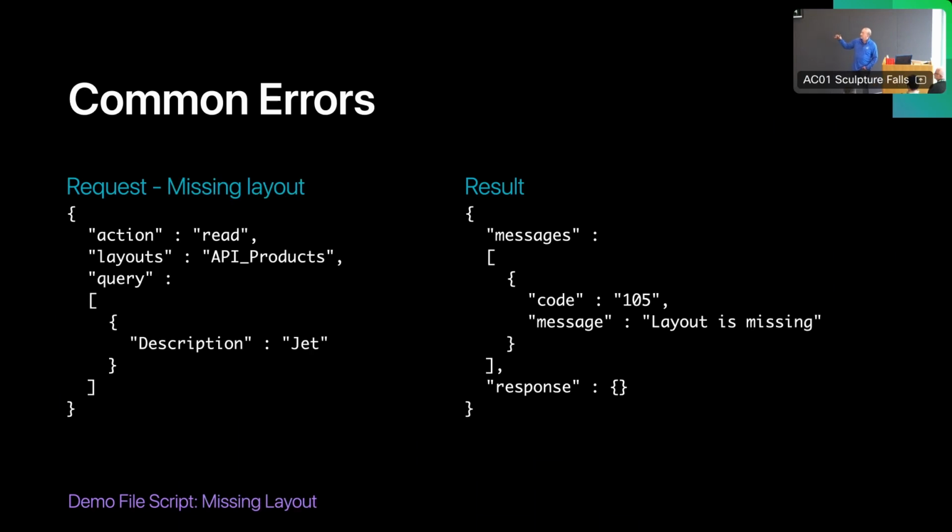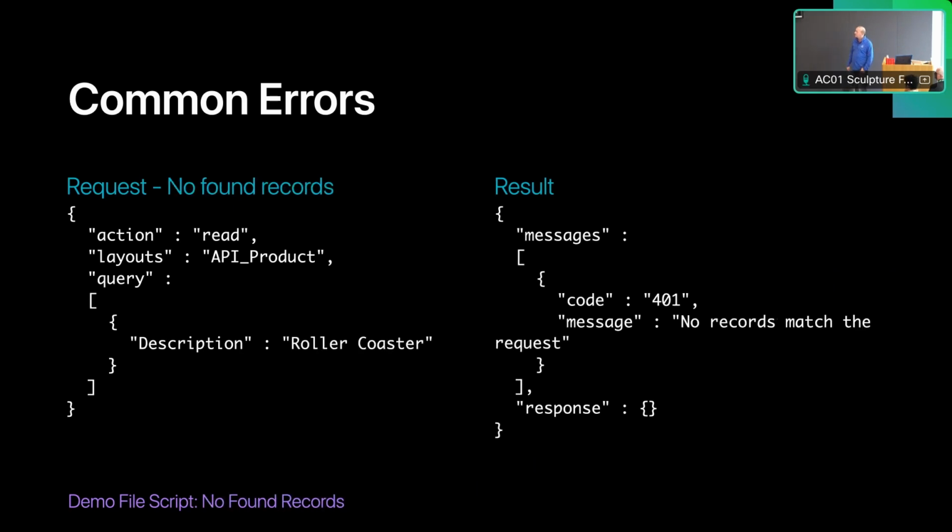What if the layout's missing? That looks like the same layout. I just made it plural from what I have in my demo file. And so when I run that request, I get back the 105 error, which we're all used to seeing, which is a standard FileMaker error code, but it says that the layout is missing. You also have a missing field. Again, I just made the field name plural, and I get the 102 error that we're used to seeing in FileMaker that the field is missing.